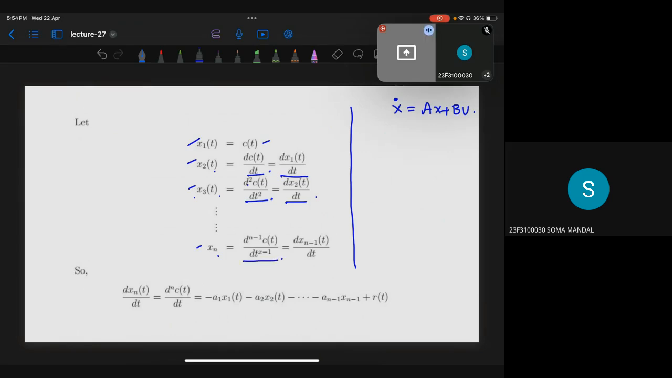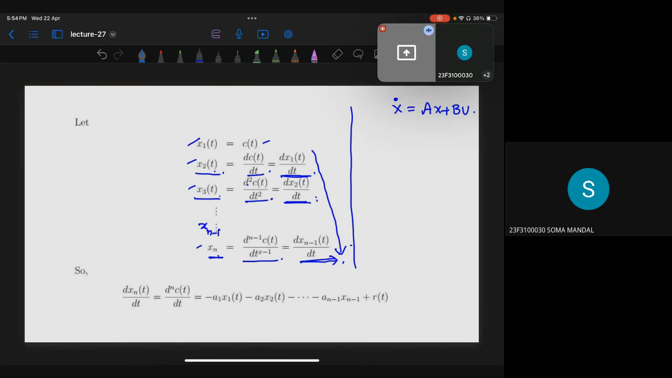So the last one is d^n c by dt^n minus 1, correct? Which is nothing but the previous one. This will be here x_{n-1}, correct? That's what the pattern indicates. Every state variable is nothing but the derivative of the previous state variable. Yes, sir. So this is nothing but the derivative of the previous state variable, correct?